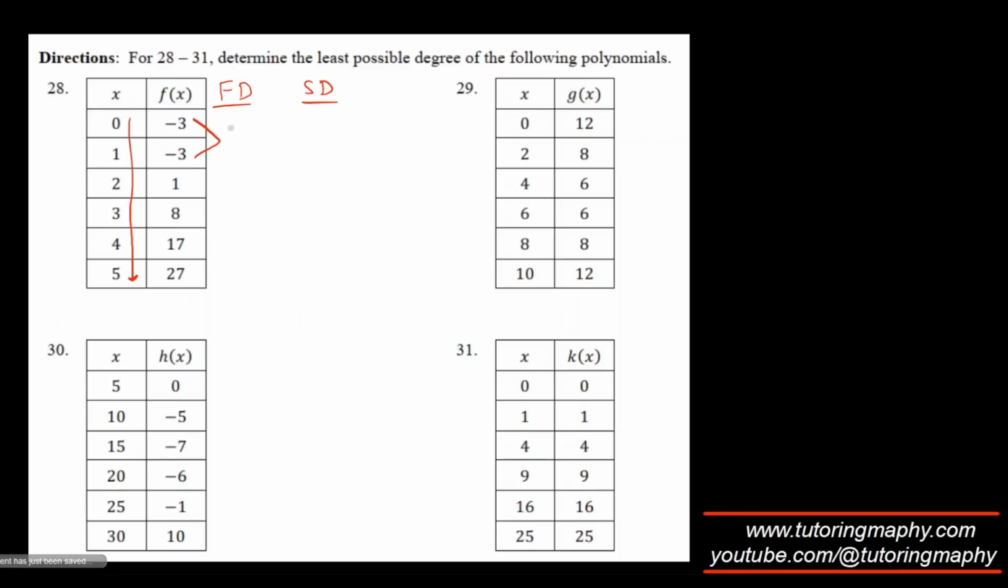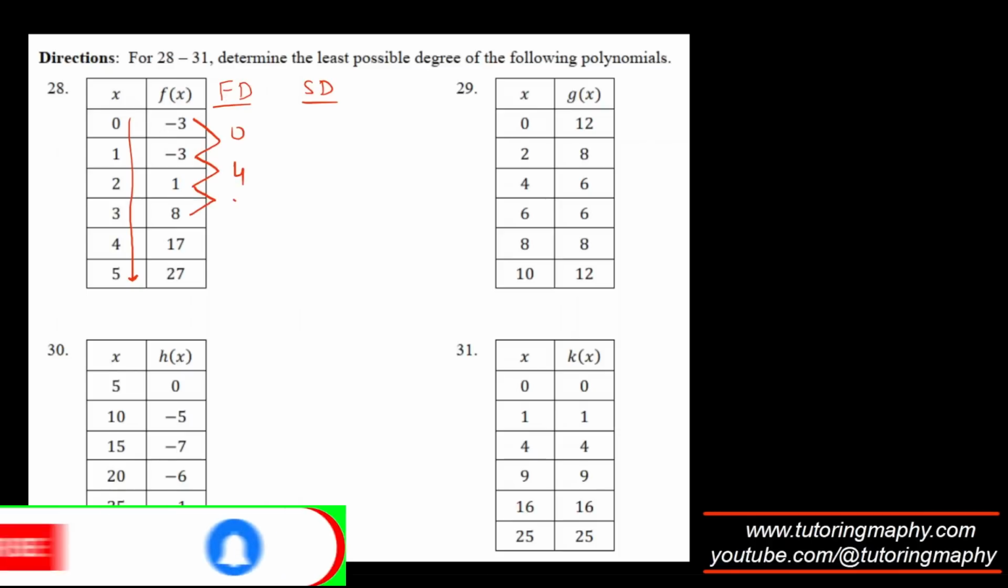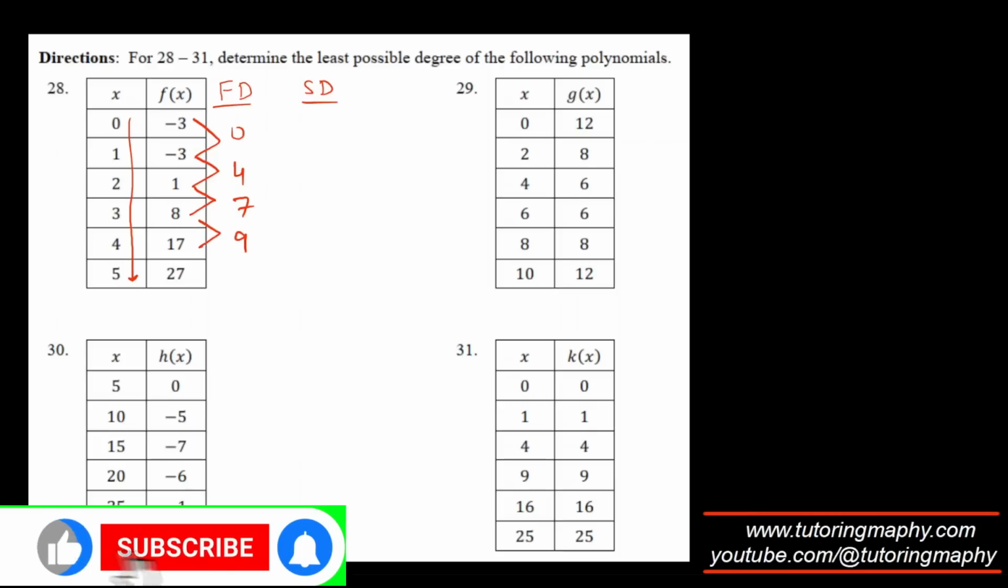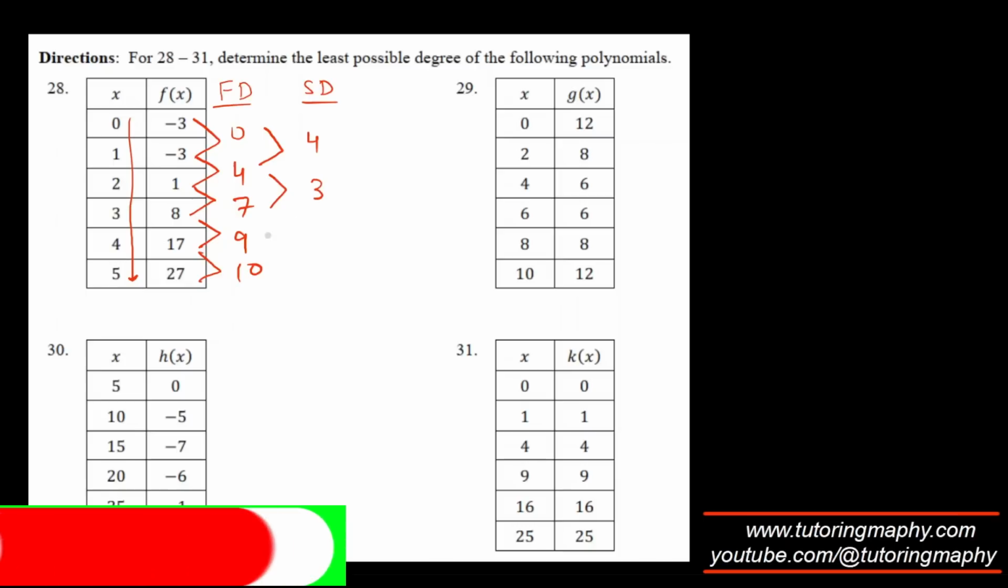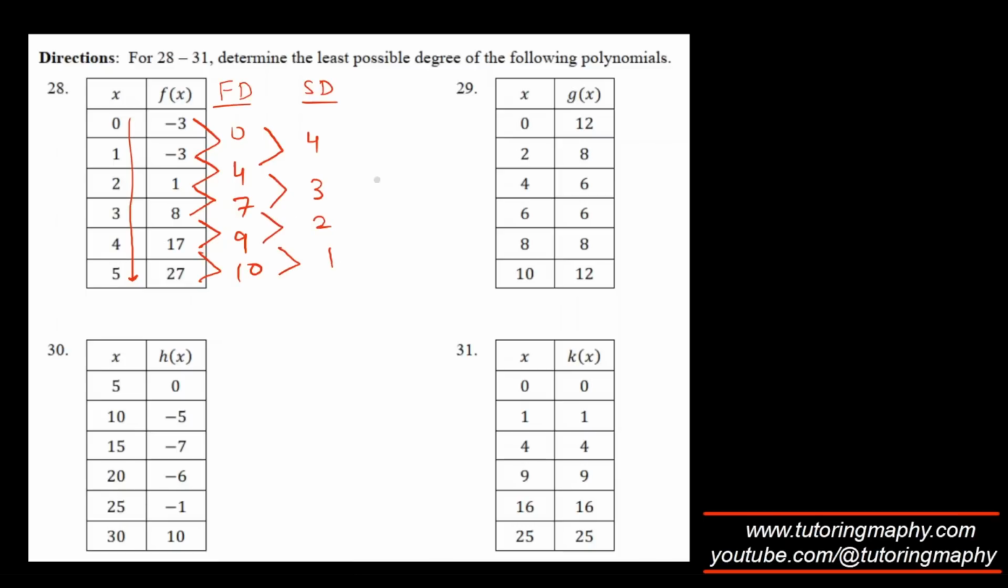Negative 3 minus minus 3 is 0. 1 minus minus 3 is 4. 8 minus 1 is 7. This will become 9. This will become 10. So obviously not equal. If you take another difference, this is 4, this is 3, this is 2, this is 1, not the same. The third difference is negative 1, negative 1, and negative 1. Definitely, the third difference is the same. So the least degree of this polynomial would be 3.